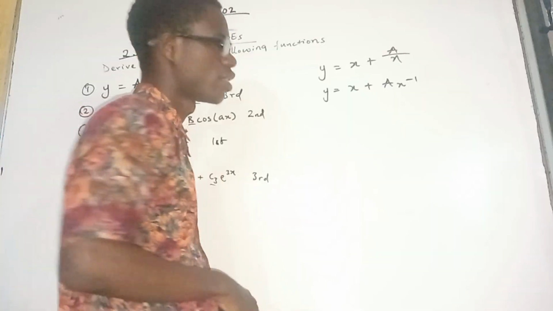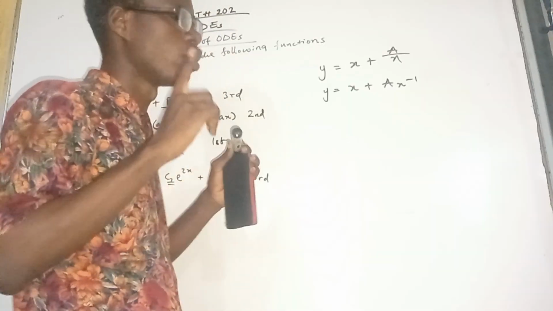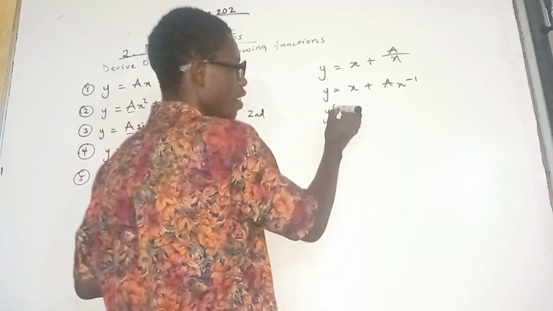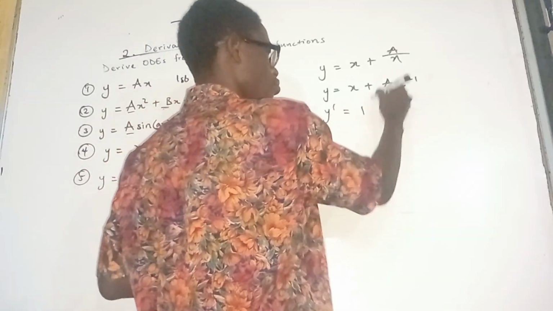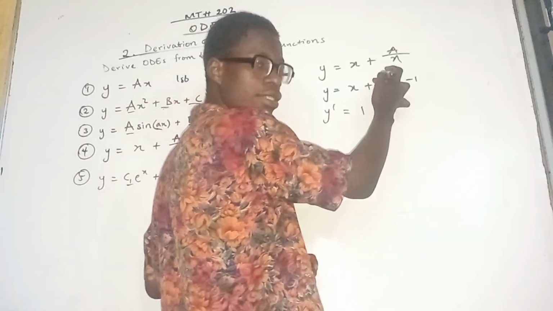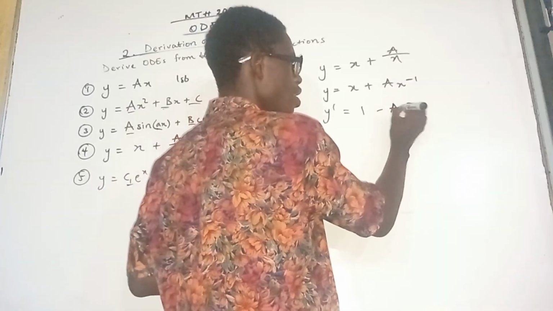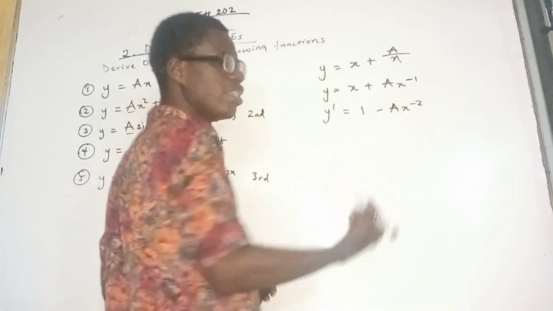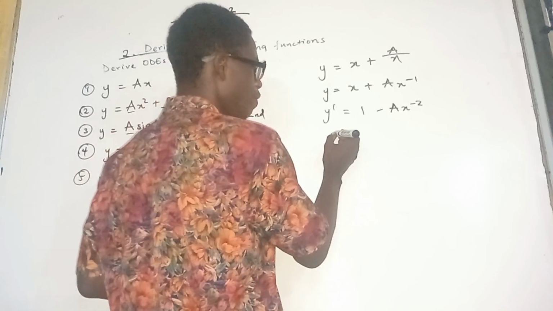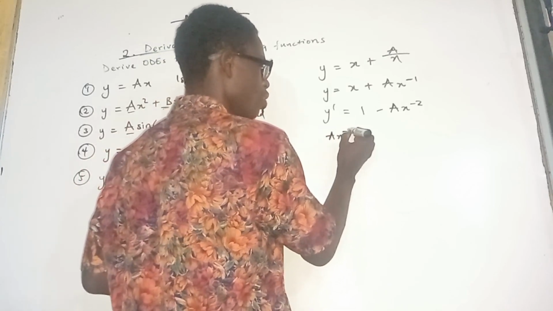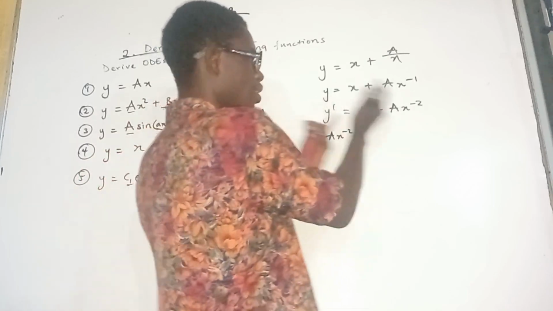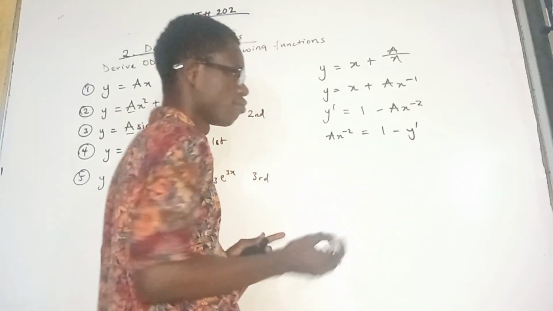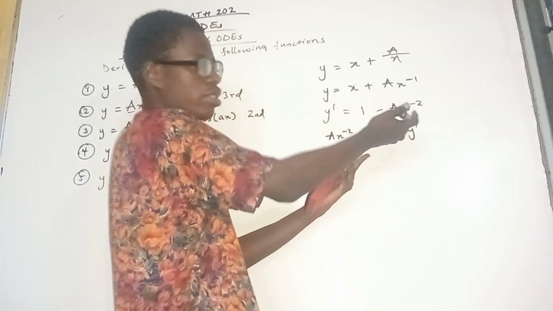I have only one constant, which means I'm differentiating only once, and I'm going to get a first order derivative. So my first derivative gives me 1 minus, since this is coming down, minus ax^-2. So I try to make a the subject of the formula. I have ax^-2 by bringing this to the other side, and I'm bringing this to the other side too, 1 minus y prime. I've brought this here and brought this here.